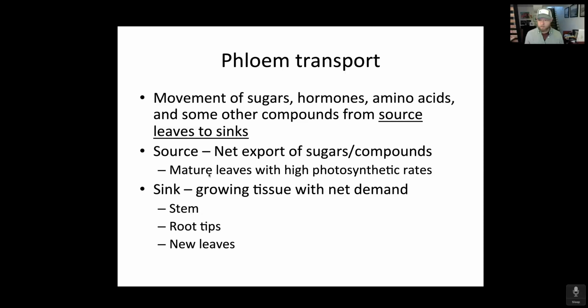We often think about stems, which aren't photosynthesizing very much themselves, and so that would be a sink. So the mature leaves would be providing sugars to the stem for stem growth. Root tips or anything below ground, of course, isn't photosynthesizing itself, and so it needs sugars from somewhere else. And new leaves or new growing tissues typically are a strong sink, if you will. So a lot of demand for sugars.